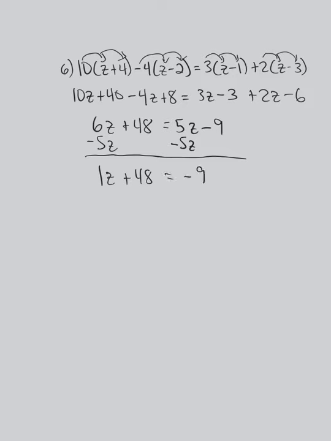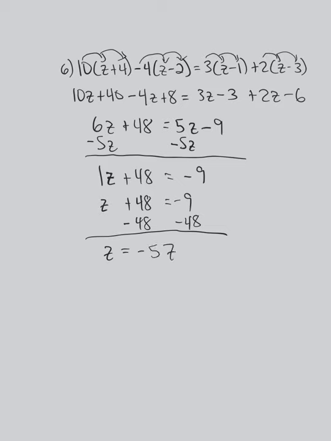Now remember, 1 in front of a variable is just a variable, so I really just have z plus 48 is equal to -9. All right, all I've got to do now is move that 48 over. Since it's a plus 48, I subtract it, -48, like that. And so what do I end up with? z is equal to -9 minus 48, which is -57.